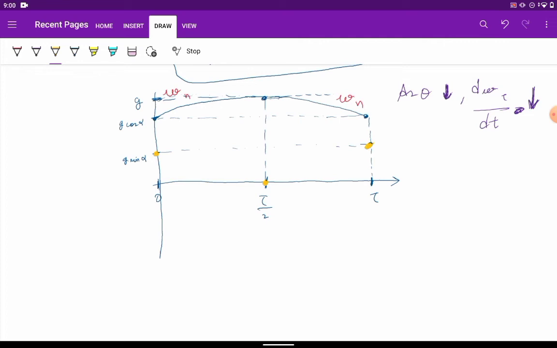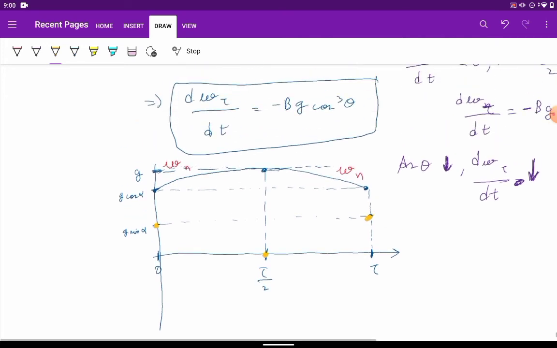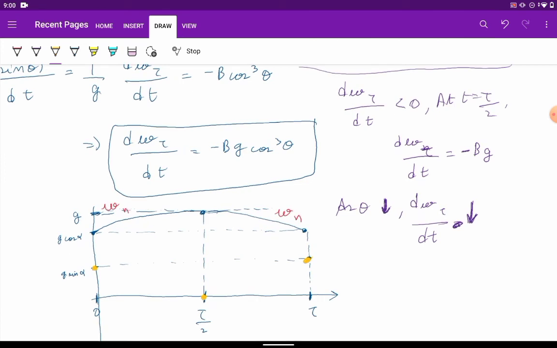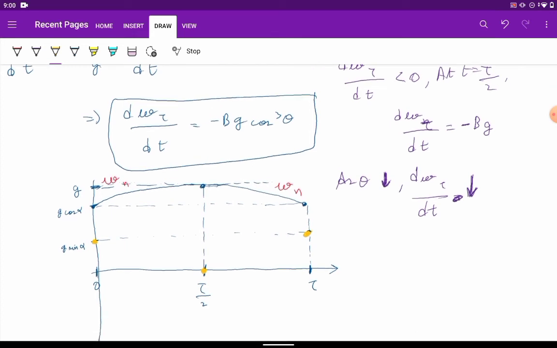Right. Now we just need to see what about the slopes. We will draw till tau by 2 and then we will reflect it. That's one. So till tau by 2 the slope is negative. At t equal to tau by 2 the magnitude of the slope is the highest. Okay. Yeah, the magnitude of the slope is the highest.